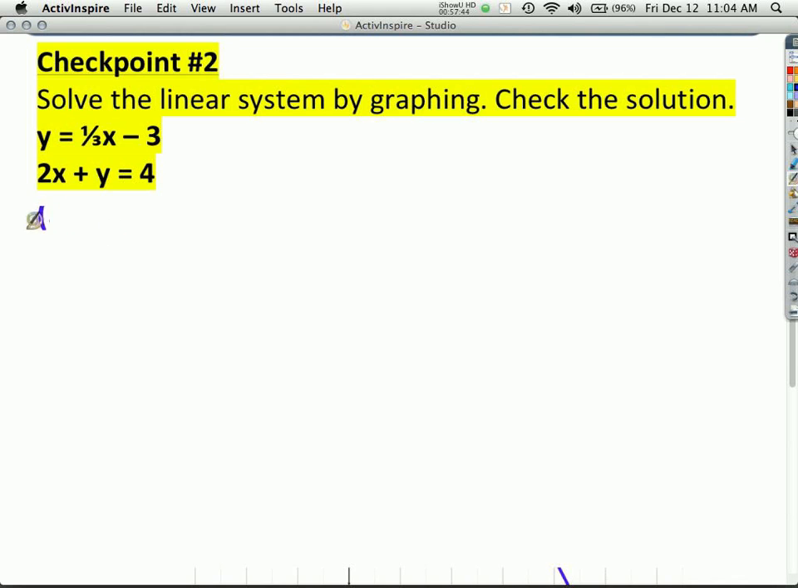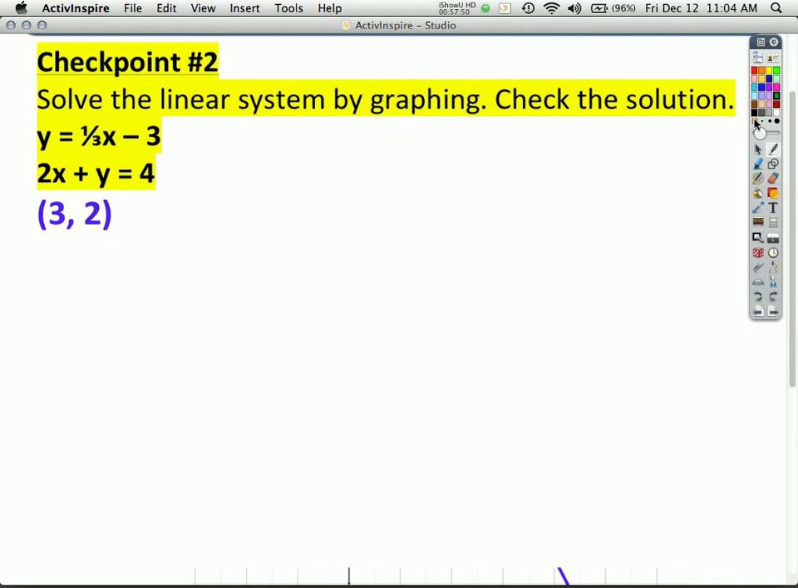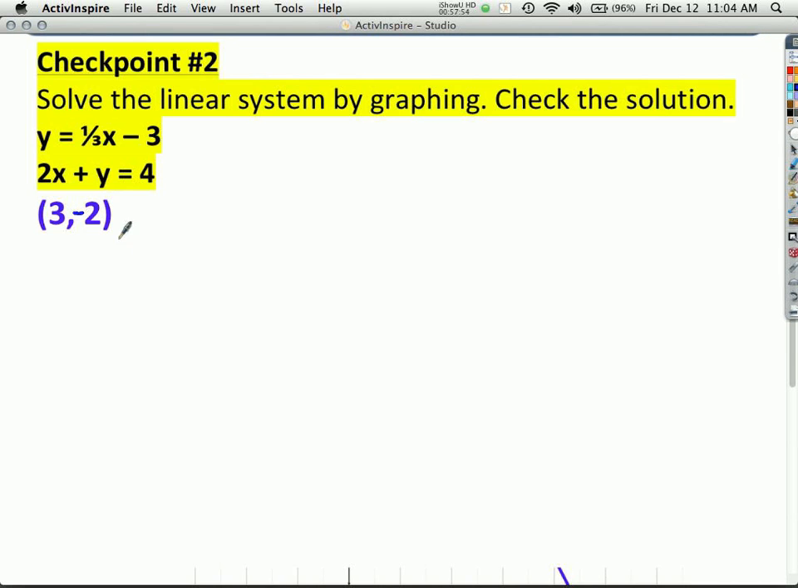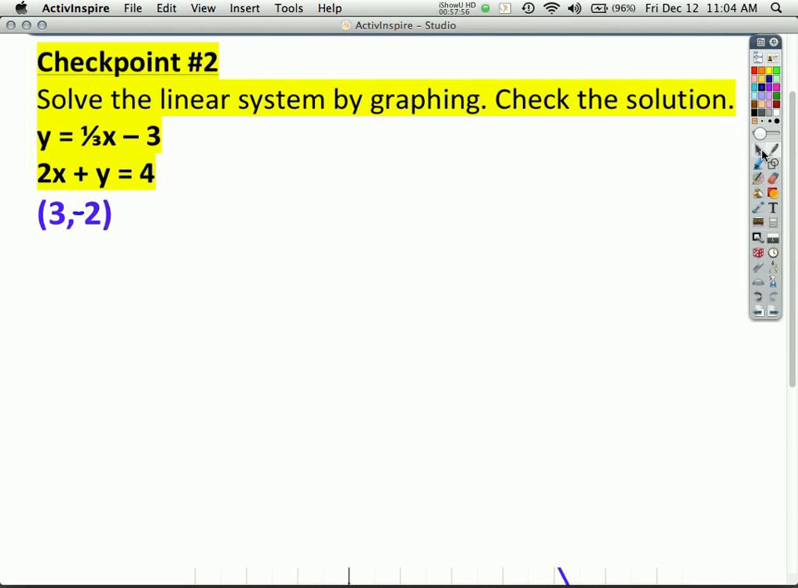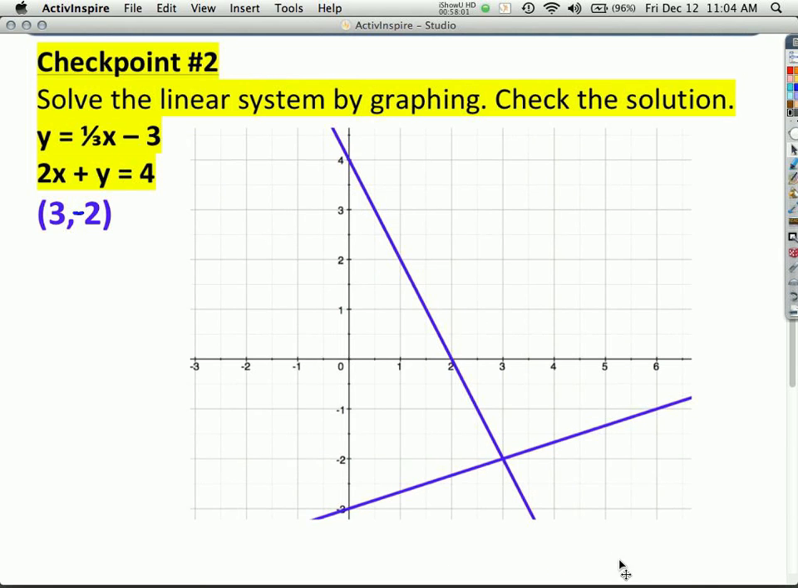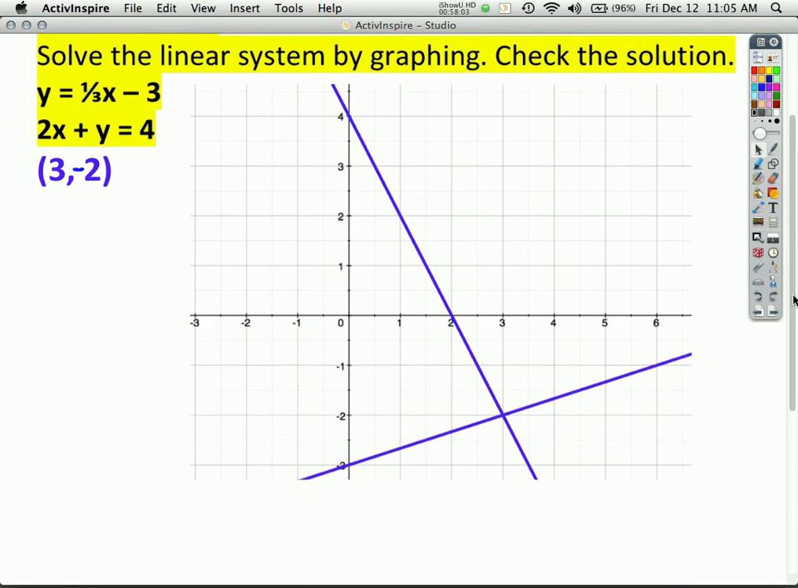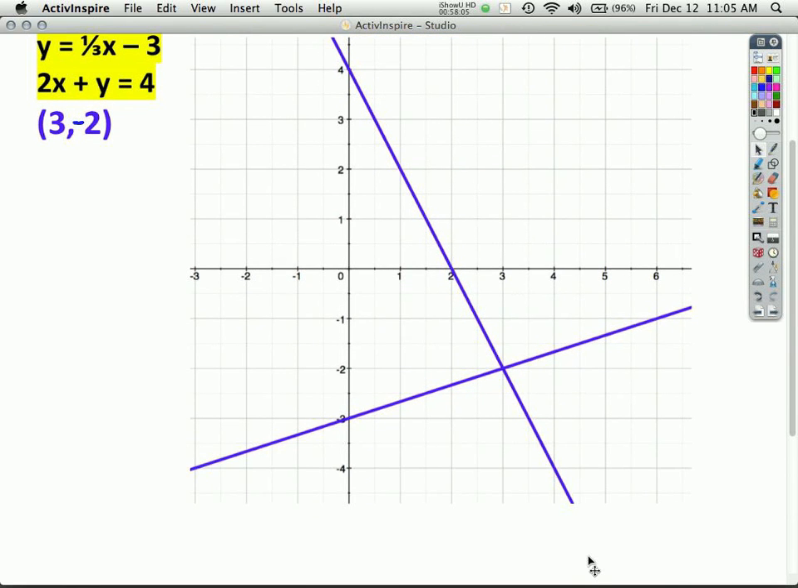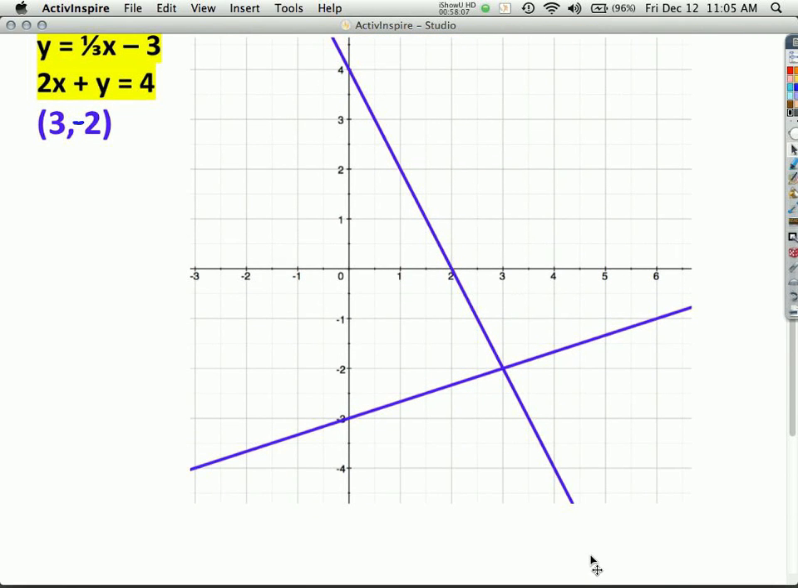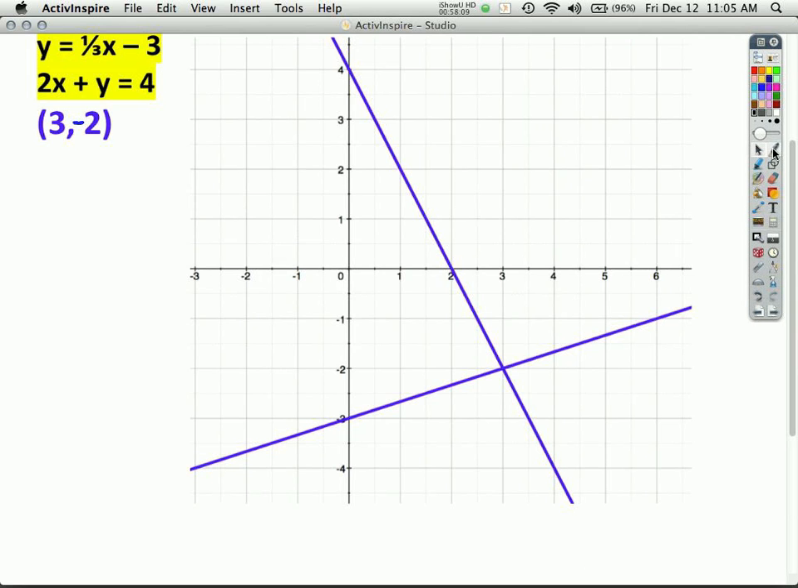The correct answer is, that's supposed to be a negative 2, so I apologize for that. It is 3, comma, negative 2. That is supposed to be a negative 2. And here is the graph that you should have constructed. And you can clearly see that they cross at 3, comma, negative 2 right here.